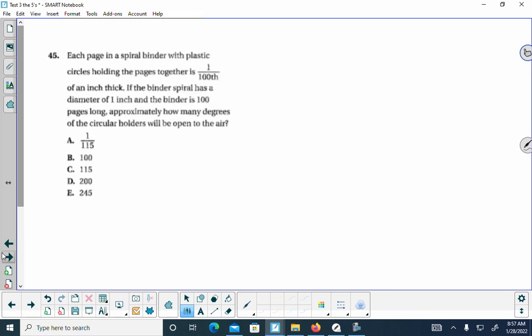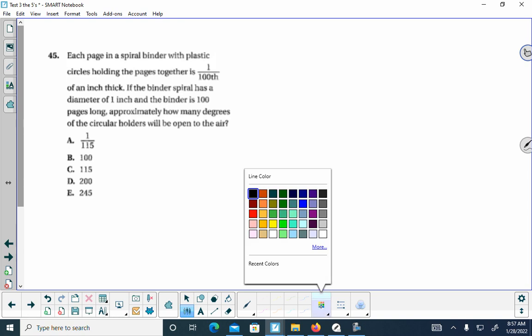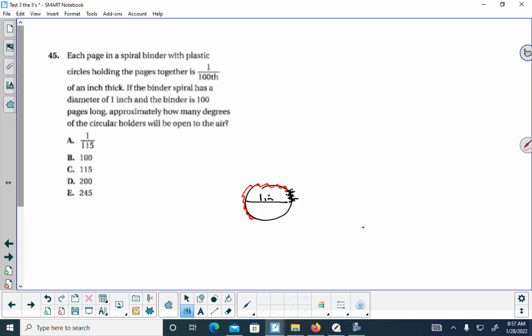All right, moving on. Each page of a spiral binder with plastic circle hole holding the pages together is 1/100th of an inch. If the binder spiral has a diameter of 1 inch, and the binder is 100 pages long, approximately how many degrees of the circular holder will be open to the air? So what they're asking is, I have this binder and I have pages, and those are going to be my pages, and then I'm going to have some part of the binder that doesn't have any pages on it, so it's open to the air.